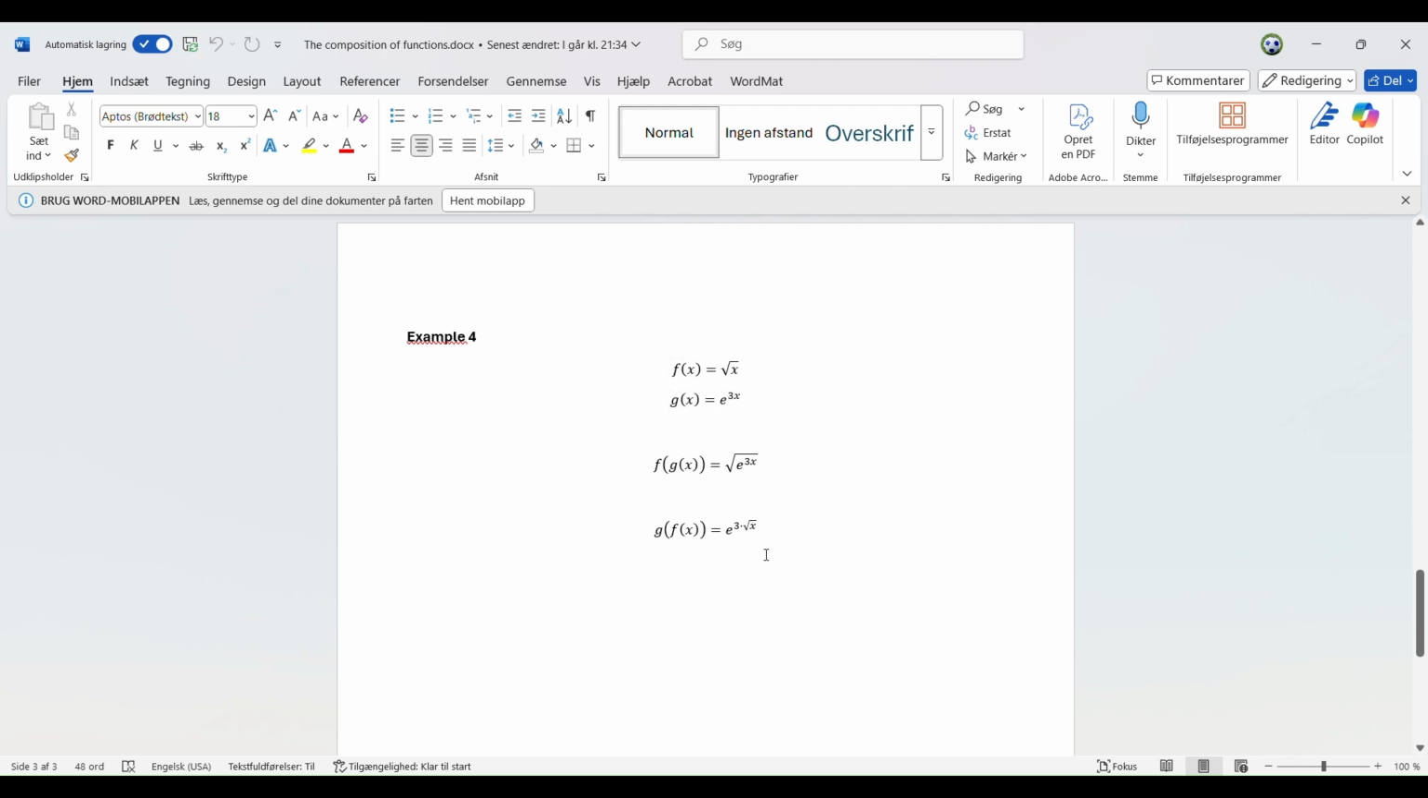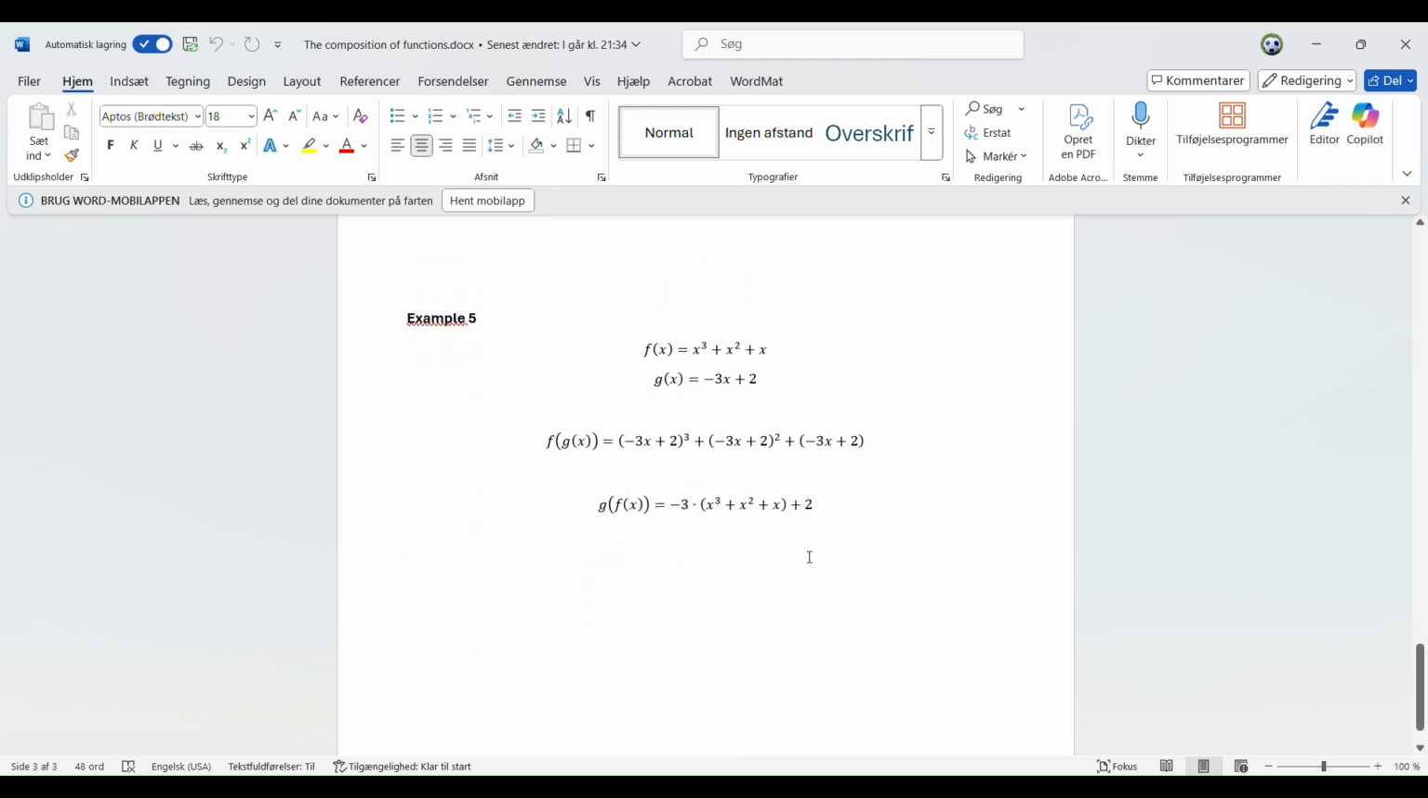And the other way around, this time f of x is the inner function, sorry. And we take the square root of x and put it onto x's place down here. So we imagine we remove x down here and we put the square root of x onto that spot. So that becomes e raised to the power of 3 times the square root of x. That was our fourth example.